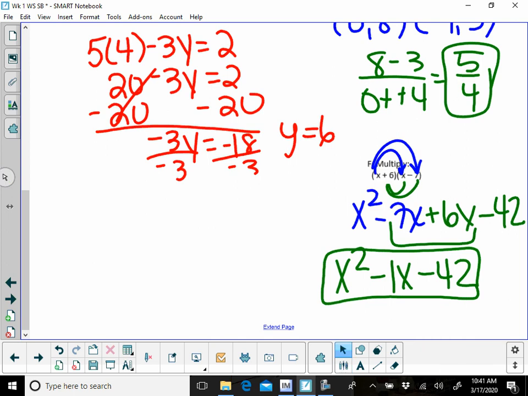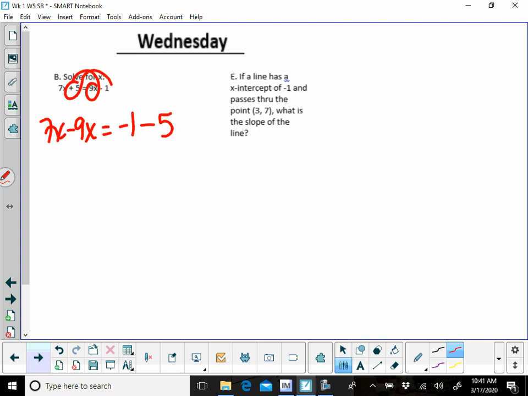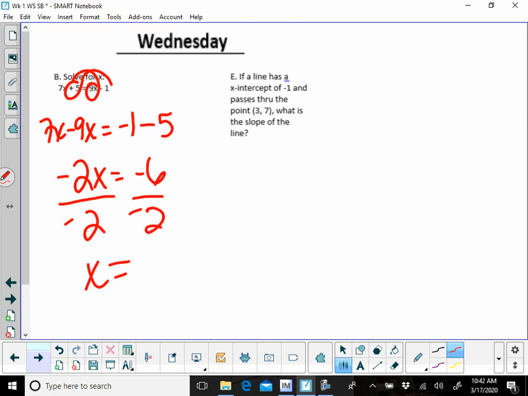Okay, so if you look across there, you see that everything on letter A for Monday through Friday is basically the same type of problem. For letter B, I'm going to jump to Wednesday because Wednesday is not a literal equation. It is just a variables on both sides equation. So in other words, I'm going to start rearranging. So it's going to be 7x minus 9x and negative 1 minus 5. And you would get that x is 3.